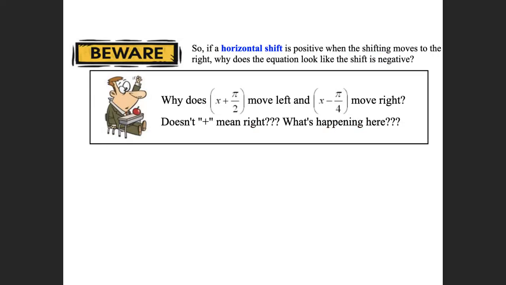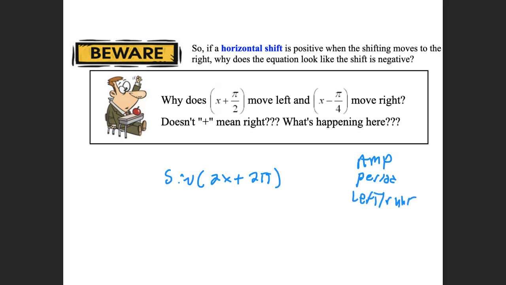Okay, let's just work down here. So if I gave you something like the sine of 2x plus 2 pi, what is the amplitude? What is the period? Left or right? Now, you guys are going to get this wrong pretty quickly, I think. Okay, what is the amplitude? Pi. Nah, 1. What is the period? And somebody said the period was pi.